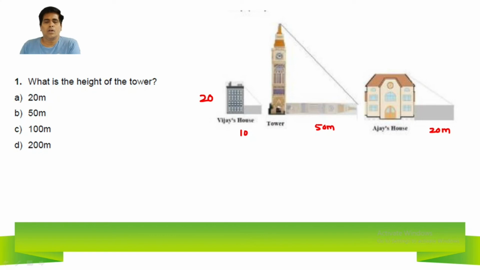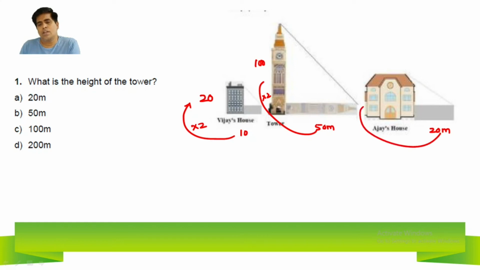Now, what is the relation between shadow and height? Clearly it is 2 times. Everywhere it follows the same thing. So 50 becomes 2 times, 2 times 50, here it is 100. And 2 times 20 is clearly 40. So what is the height of the tower? The height of the tower is 100 meters here. So we can solve by this also.